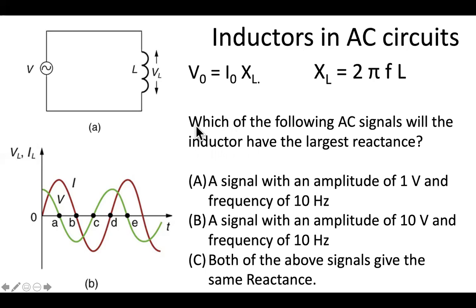So first of all, we have a circuit like this, and we're going to have a voltage source which puts out a certain amplitude of voltage at some frequency. Which of the following AC signals will cause the inductor to have the largest reactance? Option A is a signal with an amplitude of 1 volt and a frequency of 10 hertz. B is a signal with an amplitude of 10 volts and a frequency of 10 hertz. Or C, both of the above signals give the same reactance. So pause this for a second and pick one of the answers.